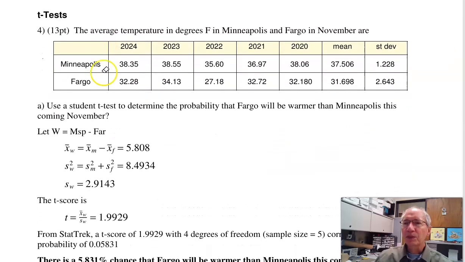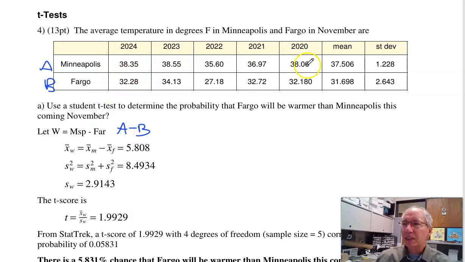Problem number 4. Given this data, this is the average temperature in degrees F in Minneapolis and Fargo in the month of November. Using a t-test, what's the chance that Fargo will be warmer than Minneapolis this coming November? Well, the t-test just works for a single distribution, so the trick is I create a new distribution, W. That's Minneapolis minus Fargo, so call this A, call that B. This is A minus B.